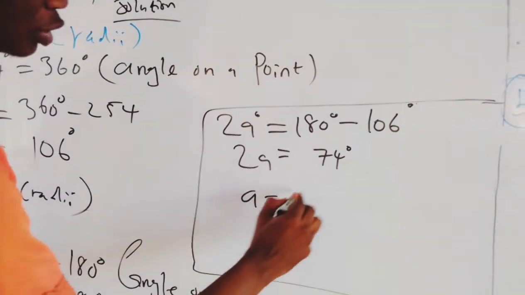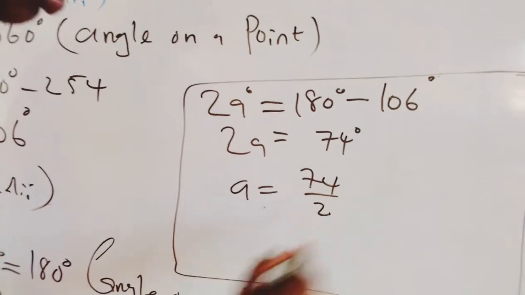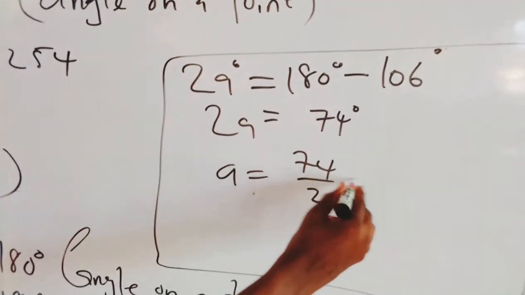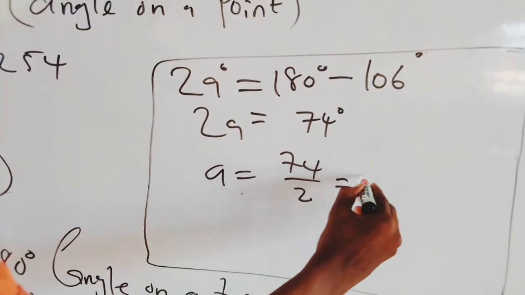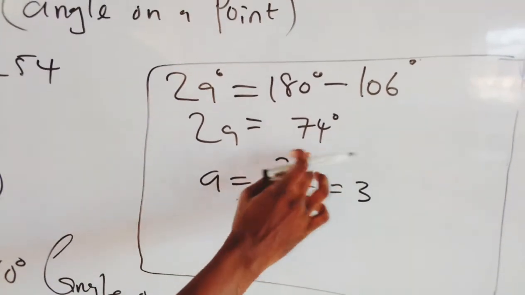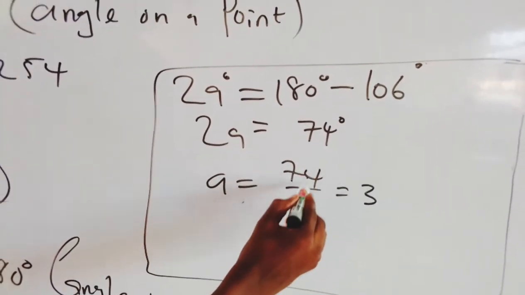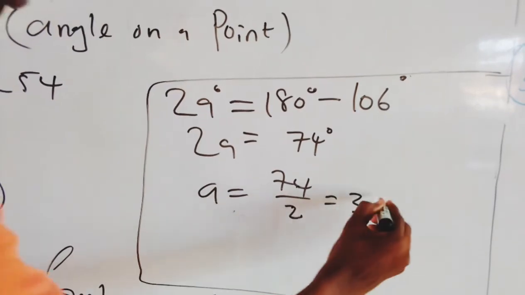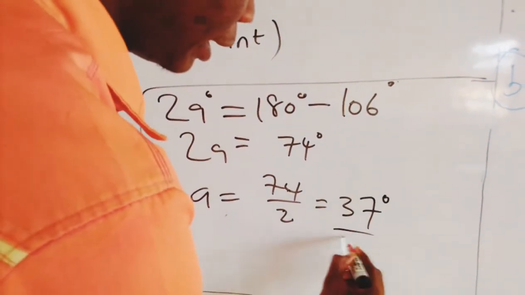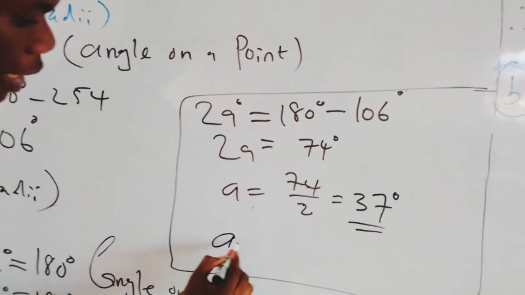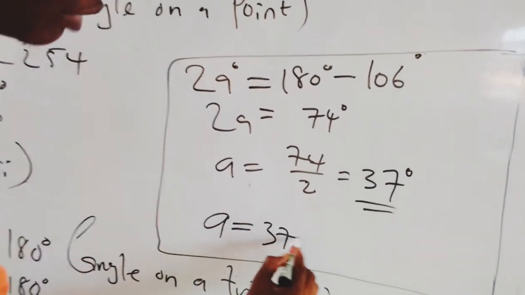What is A? A is equal to 74 divided by 2. 2 in 7 will give me 3, remainder 1. So in 4, that is 14. 2 in 14 will give me 7. That is 37. So A is equal to 37 degrees.